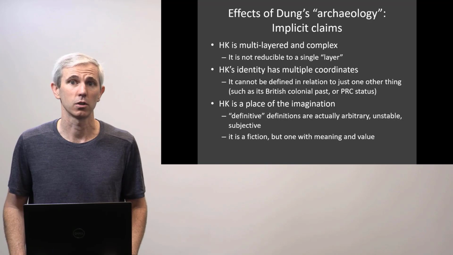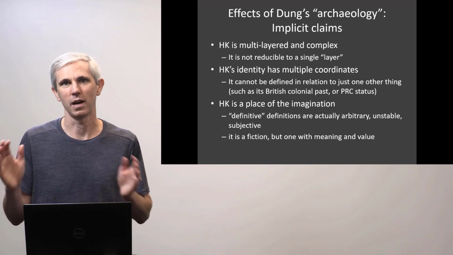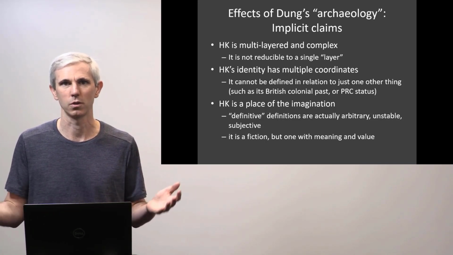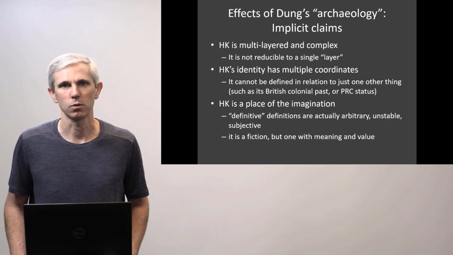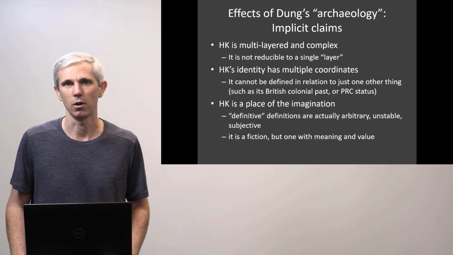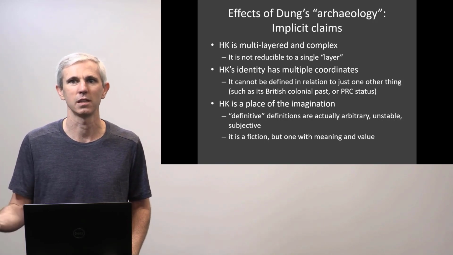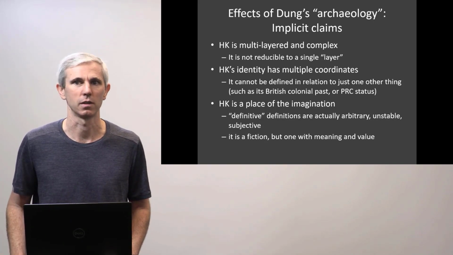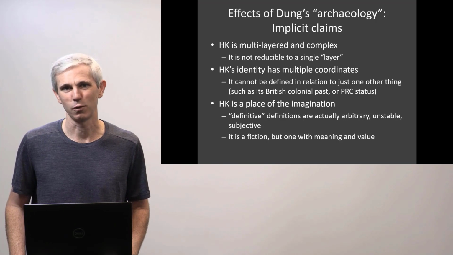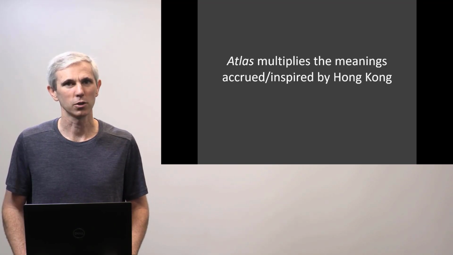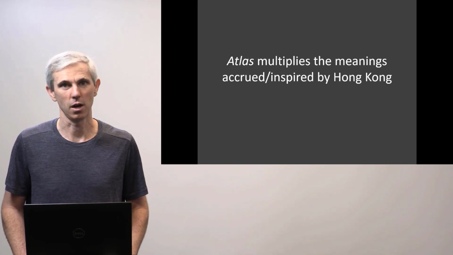I think he's also saying that Hong Kong identity is not a singular thing. It has multiple coordinates. So it shouldn't be defined in relation to just one historical time period or one colonial power or post-colonial power. More fundamentally, I think he's also arguing that Hong Kong is not just a physical place, but also a place of the imagination, and that all of these attempts to define Hong Kong definitively are actually very arbitrary, unstable, subjective, and often self-serving. So Hong Kong is a fiction, but it is a fiction with meaning and value. So the meanings of Hong Kong are not just multiple, but they are also actively created, including by novels like Atlas.